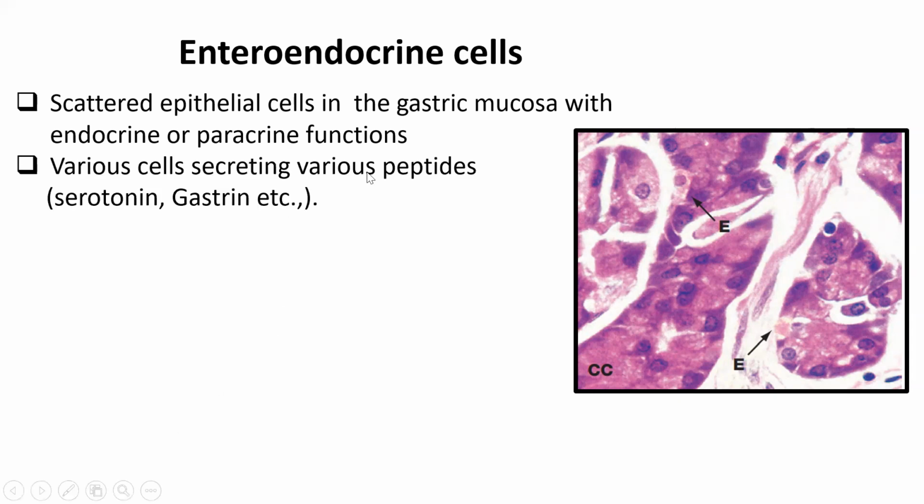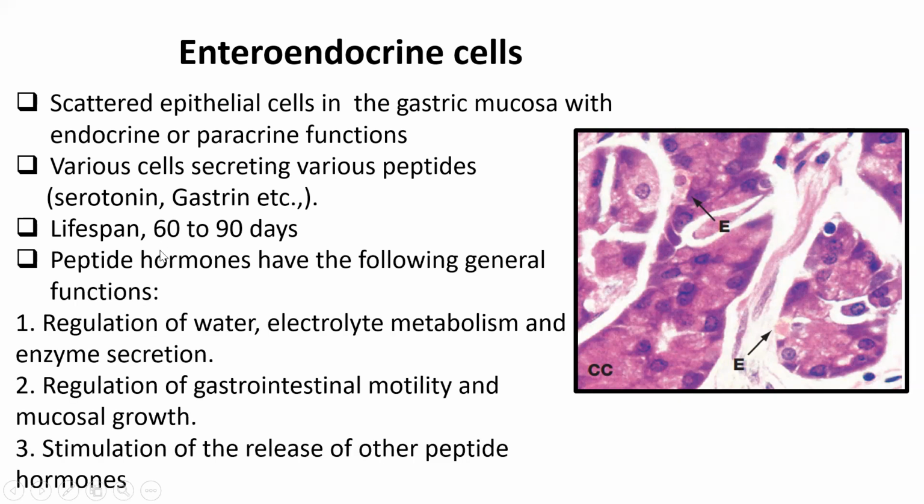There are various cells secreting various peptides, as I said, serotonin, gastrin, and so on. The lifespan is about 60 to 90 days. Peptide hormones have the following general functions. What can they do? Again, if you look at the textbook, you find a couple of tables with all kinds of secretions, the peptides they make, and their function.